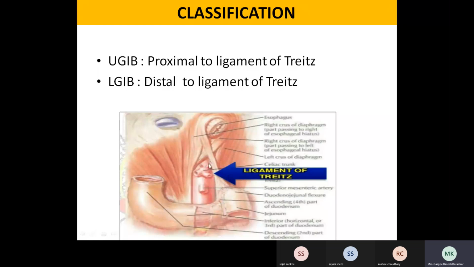So your esophagus is there, the abdomen comes above, and below that is what? You have your duodenum, jejunum and the rest of your intestines. So the ascending part of the duodenum then continues into the jejunum. For this classification, you have to remember this ligament of Treitz. If it is above the ligament of Treitz, it is called upper GI bleeding. If it is below that, it will be called lower GI bleeding.